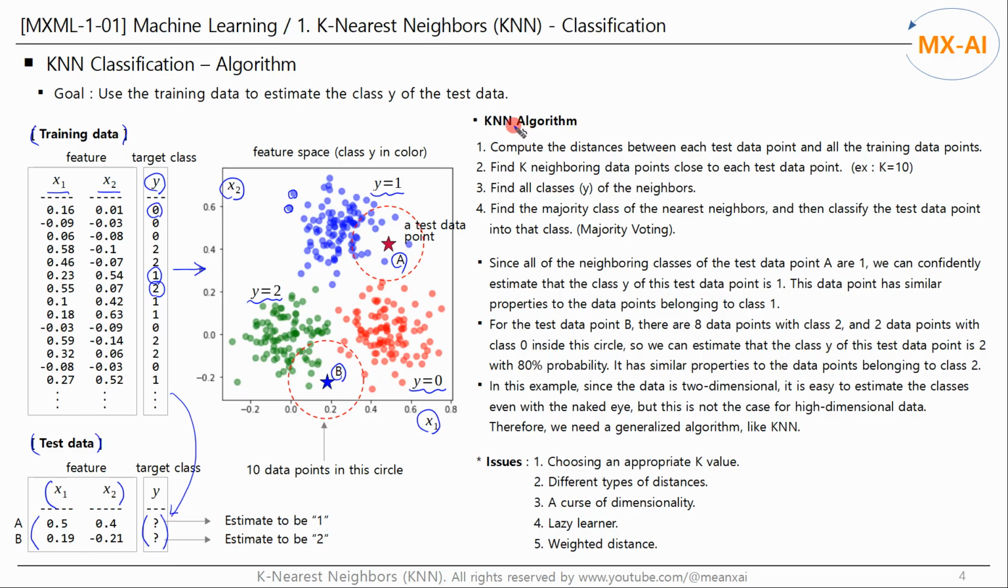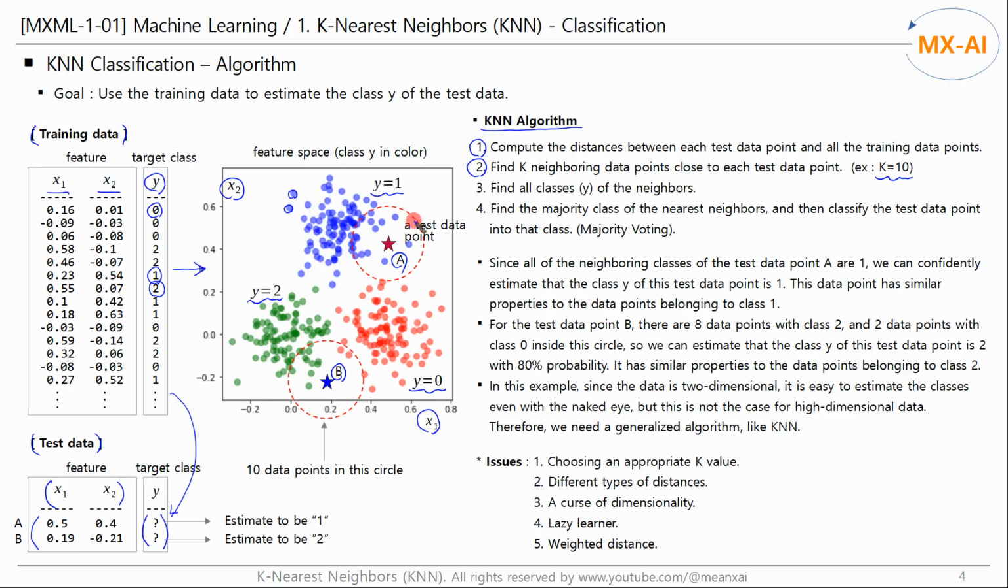Now let's take a look at the KNN algorithm. In the first step, we compute the distances between each test data point and all the training data points. In the second step, we find k neighboring data points close to each test data point. For example, setting k to 10 will find the 10 closest neighbors to each test data point.